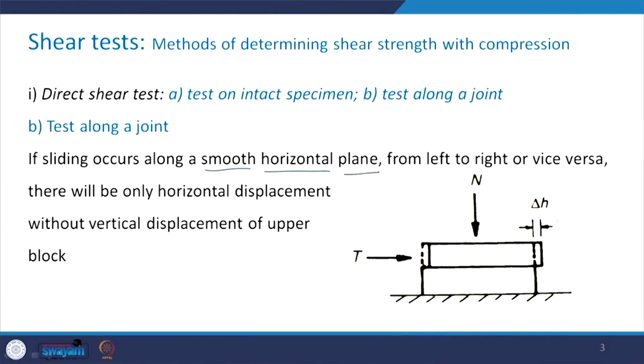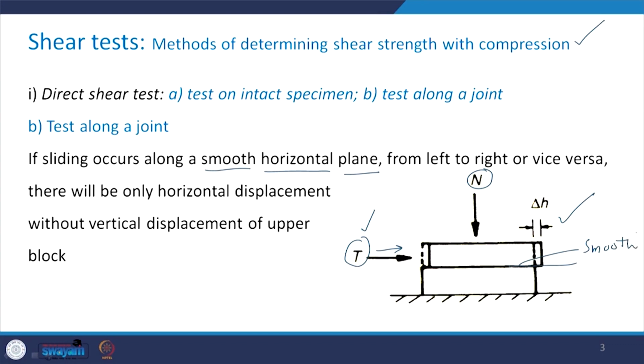And look at this figure: the shearing is occurring from left to right, that means shear force, which is T, has been applied from left to right. And as per this category, there is a compressive load, which is N. Now, upon the application of this T, there is going to be sliding along this horizontal plane, which is also smooth.